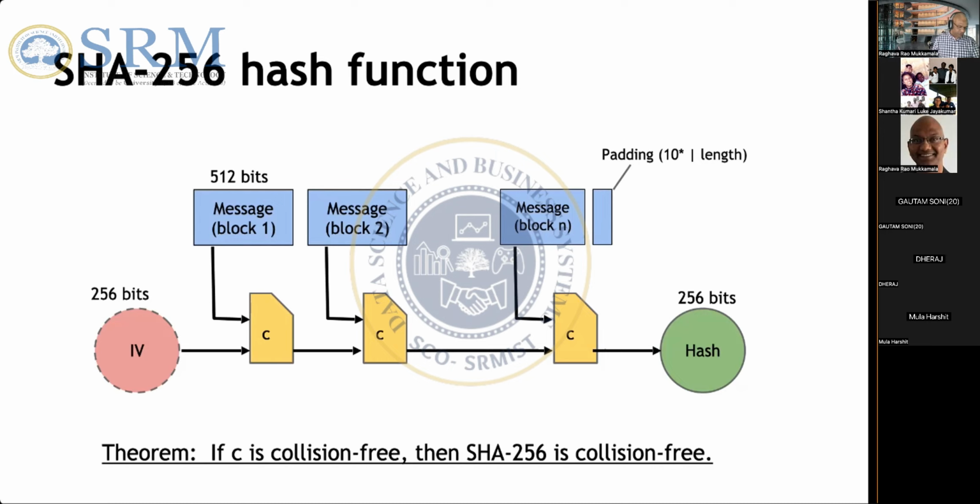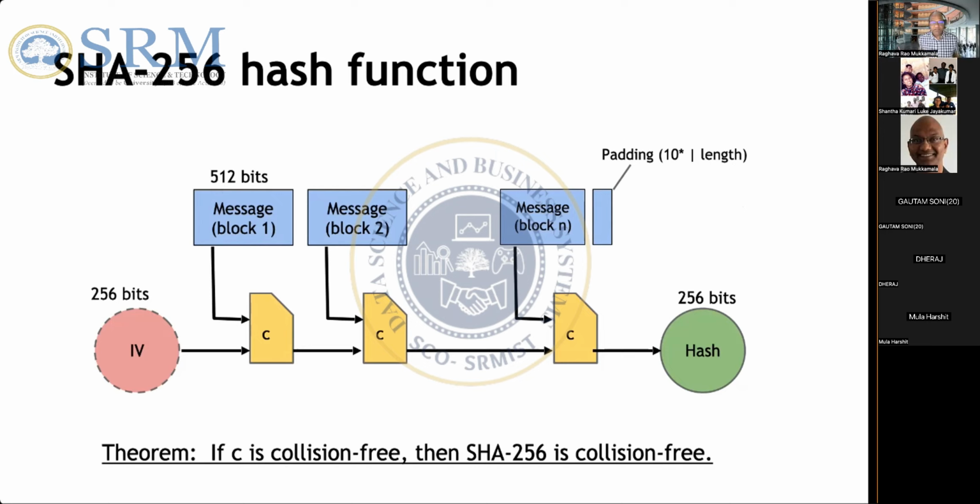Then we just pad the last part, right? Let us say that we have 10 blocks of 512 bits, and the 11th block is only 400 bits. Then we pad these 112 bits with zeros or some other number, and then you will get a 512-bit block.